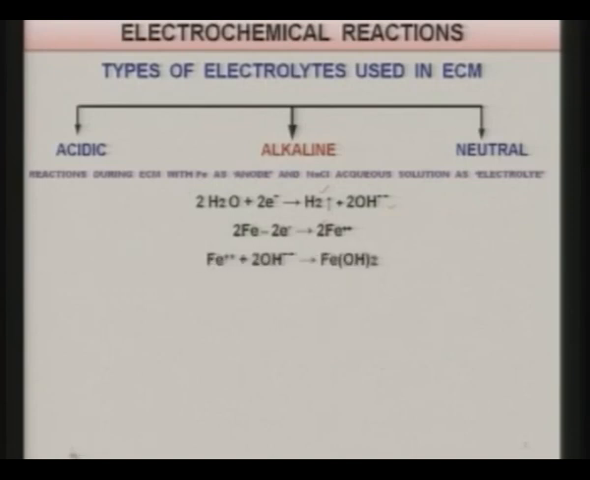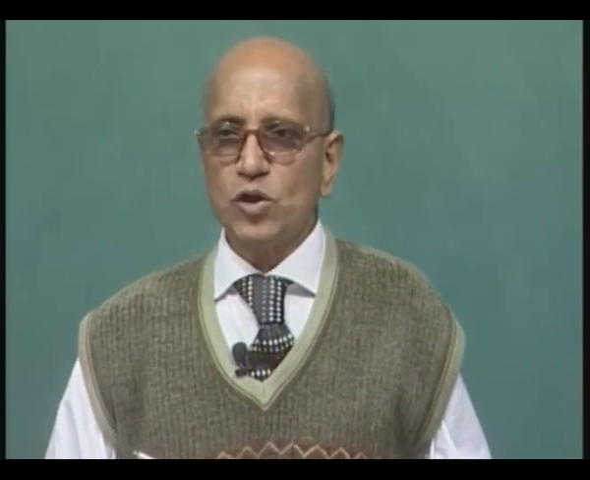Now, these iron ions and hydroxyl ions combine together and form what is known as ferrous hydroxide. Under certain circumstances, in place of ferrous hydroxide, ferric hydroxide, Fe(OH)3, is also formed. It is very important for theoretical calculation to know whether it is dissolving as ferrous hydroxide or ferric hydroxide. If we do not know exactly in which form it is dissolving, then our calculations may go wrong as compared to the experimental results.